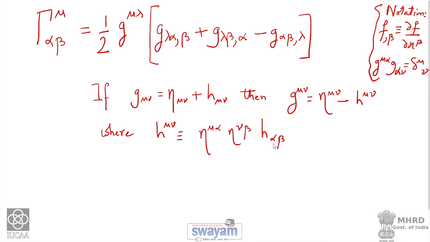The reason is that we are only including up to linear orders in the metric perturbation h mu nu. Therefore, although we would have raised it by using the proper metric, that will only give you a quadratic correction. So, we can immediately see that G mu nu, which is eta mu nu minus h mu nu, satisfies this result. Let us verify it.